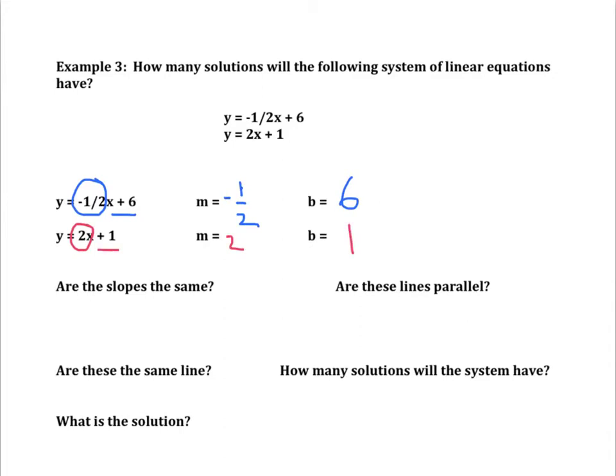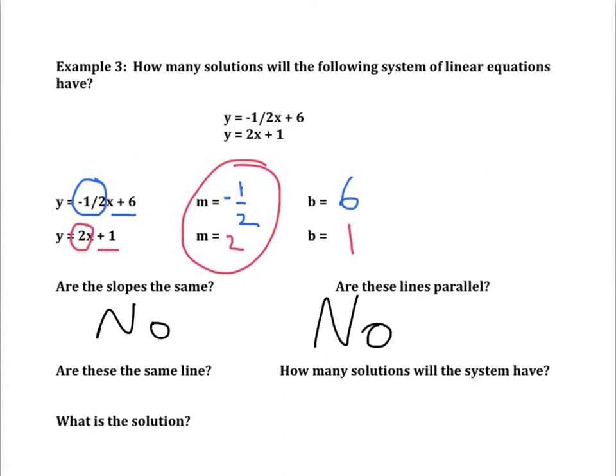So now, the next question that we need to consider if we want to figure out how many solutions these are going to have is, are the slopes the same? So look at your two slopes. Are those the same? No, they're not. And the next part we need to see, are these two lines parallel? Well, if they're going to be parallel, that means they would have the same slope. So since they don't have the same slope, are these two lines parallel?